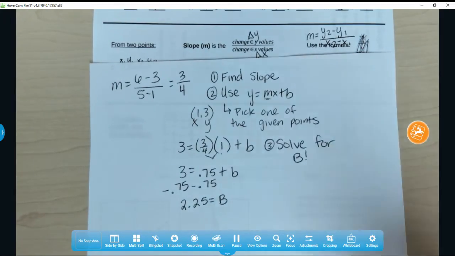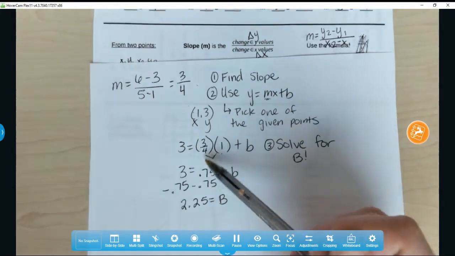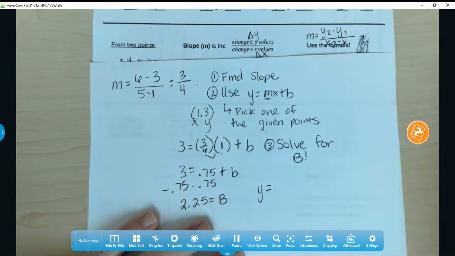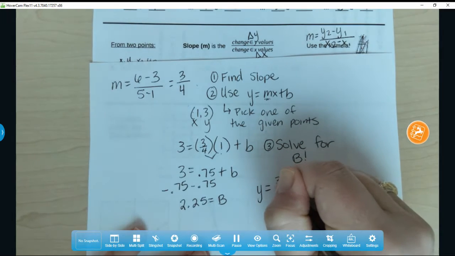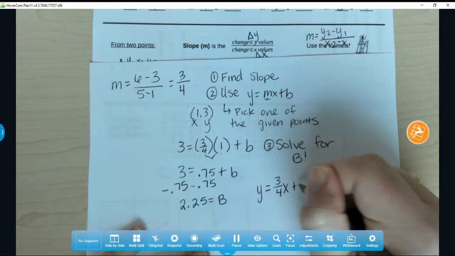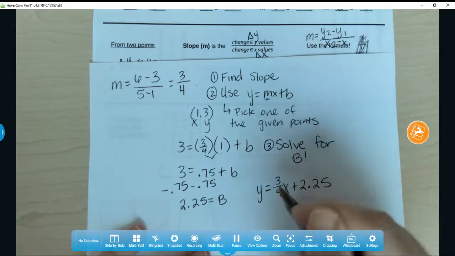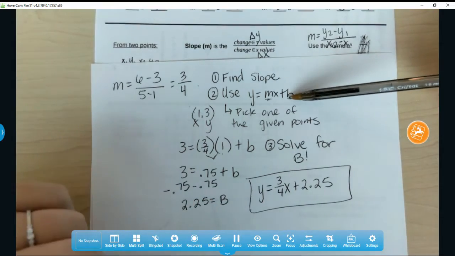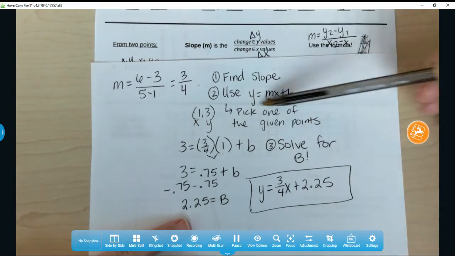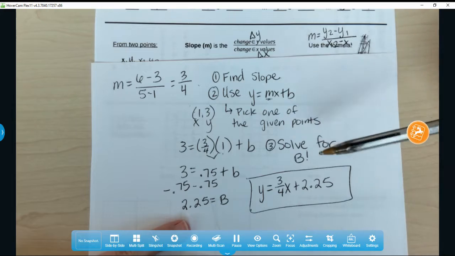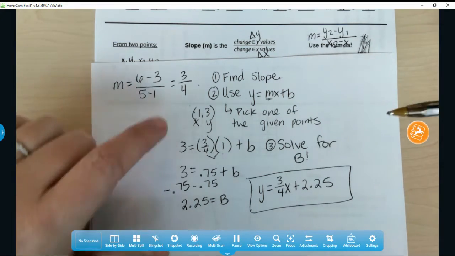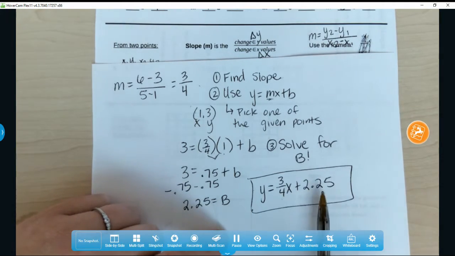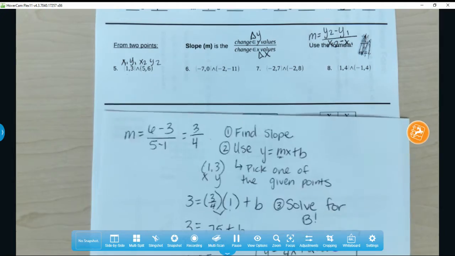So if I know my slope is 3/4, and then I discovered my y-intercept to be 2.25, I can write that out in slope-intercept form. Y equals 3/4 x plus 2.25. So following those steps of finding the slope, using y equals mx plus b, which I picked one of my given points, and then I solve for b after I plugged it in. That gave me my slope-intercept form. So my slope is 3/4, my y-intercept is 2.25.